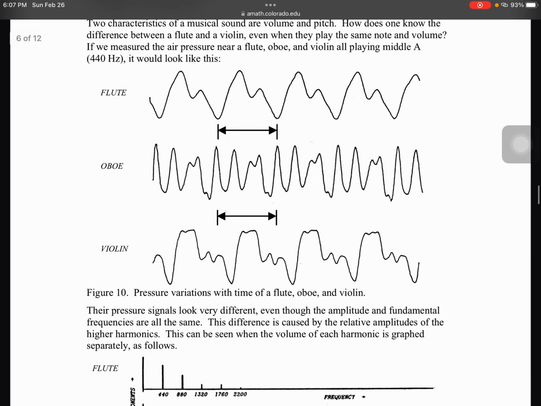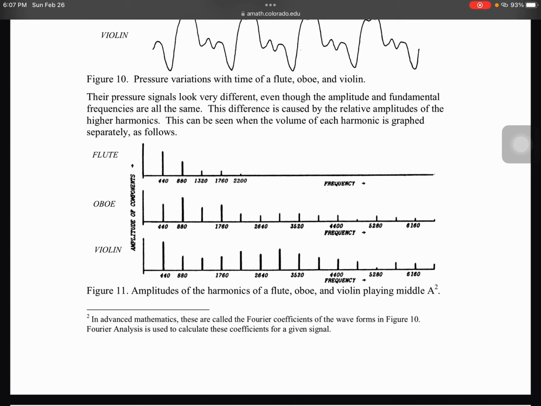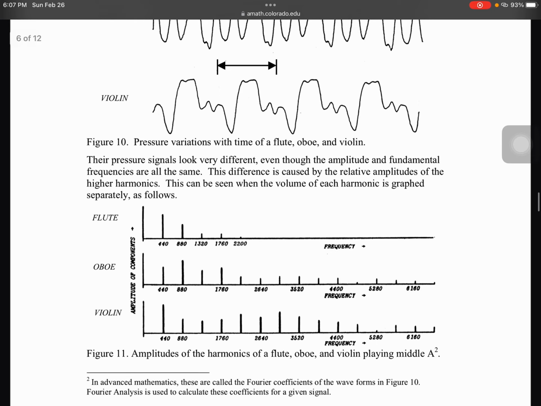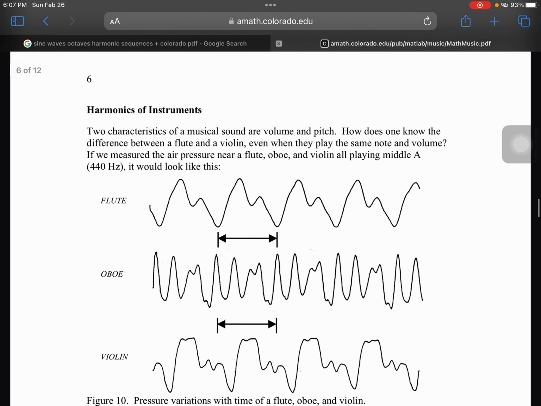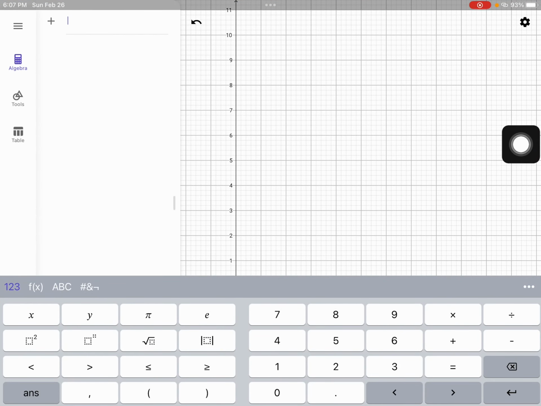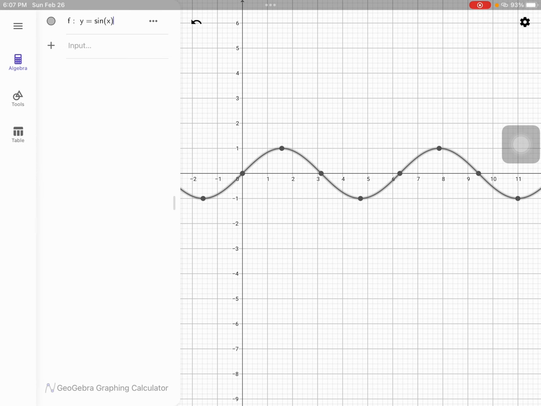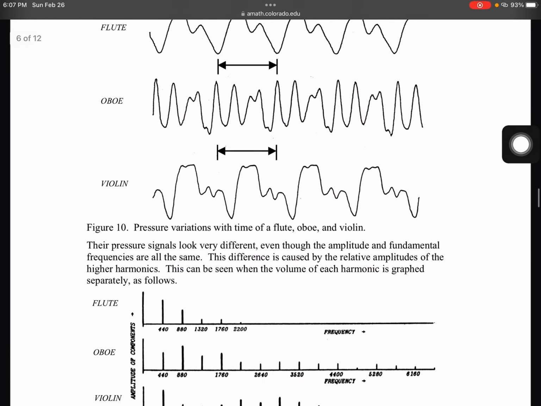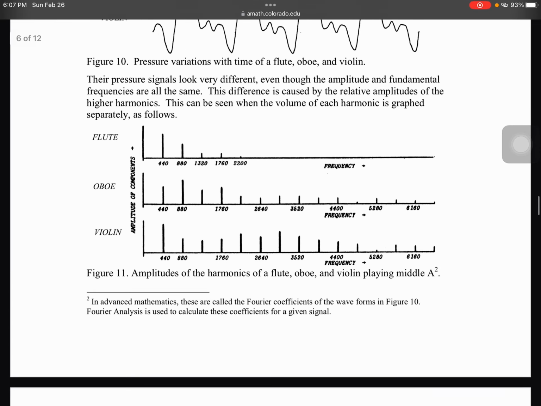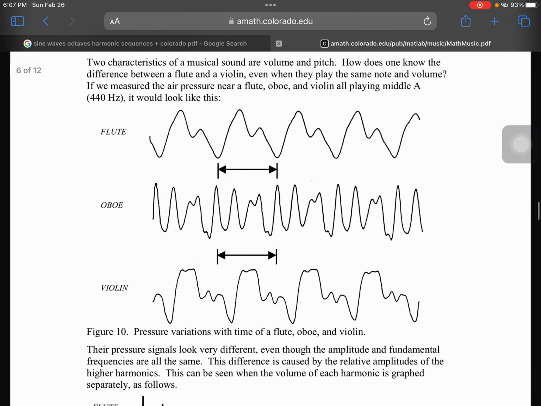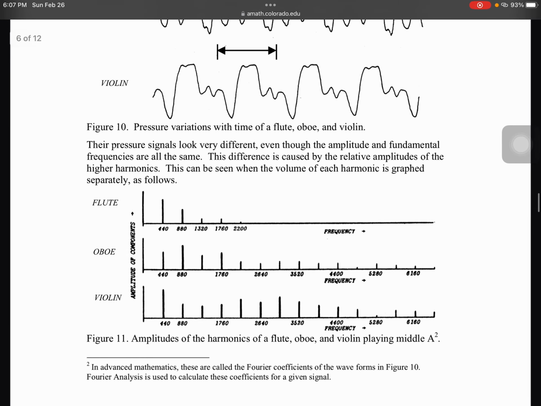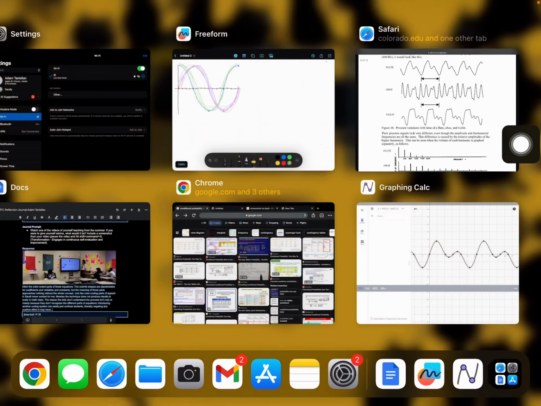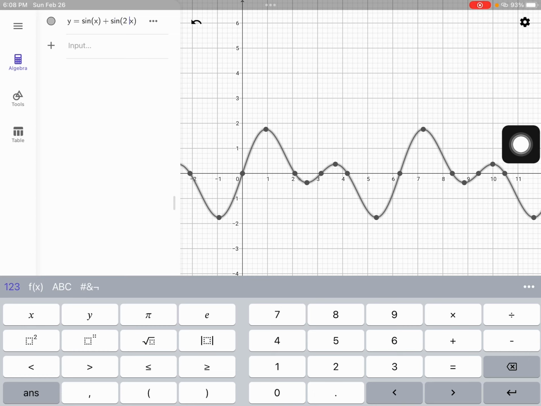And then the flute, they said here, is the fundamental tone plus the first harmonic, so it's 440 plus 880 on there. And we could simulate that by saying y equals sine x plus sine 2x. And that's roughly what that flute looks like. Then the oboe was a little bit more complicated, and with a little bit more time to deduce what formula to input, then I could simulate the oboe and the violin with Geogebra here. But we can see that these are the sums of different sine functions.